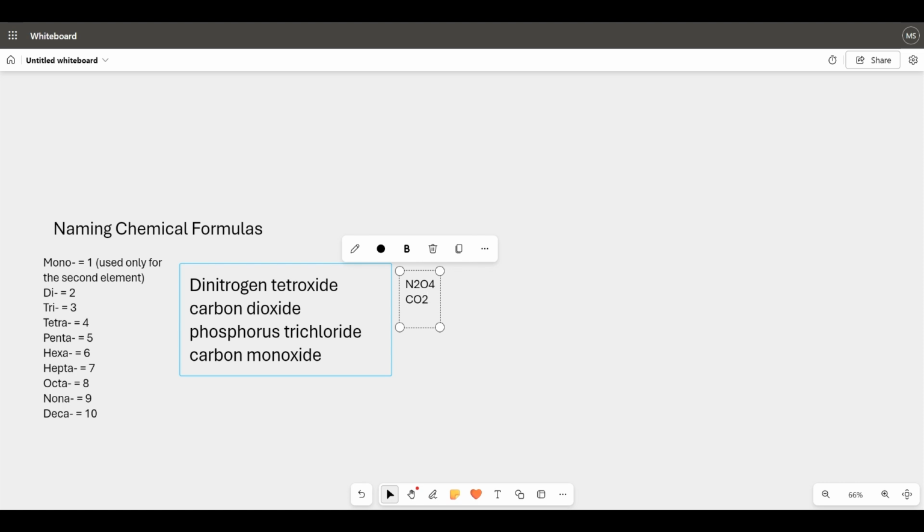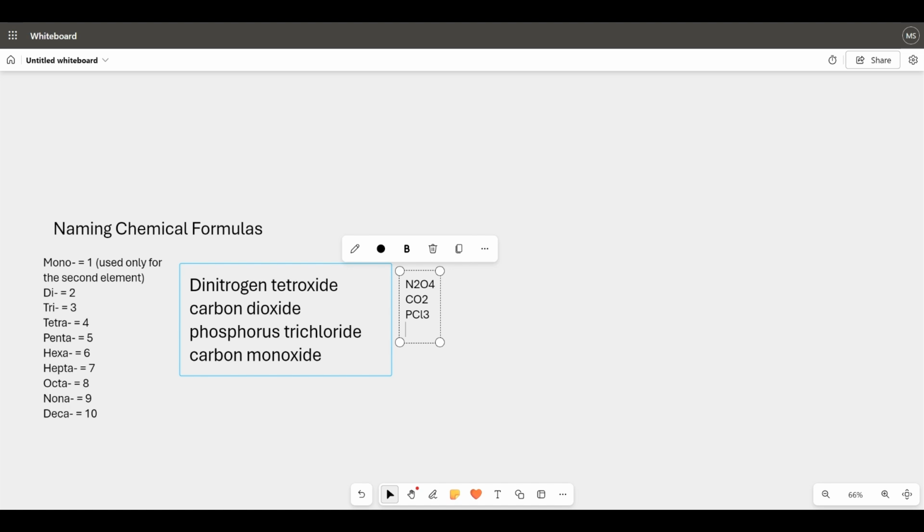The next one is even easier, since it's the same concept as the second one. Phosphorus trichloride. There's only one phosphorus, and you know this because there's no prefix, and you can't put mono for the first element. But you have trichloride. Tri corresponds to 3, and chloride corresponds to chlorine. So you have PCl3.